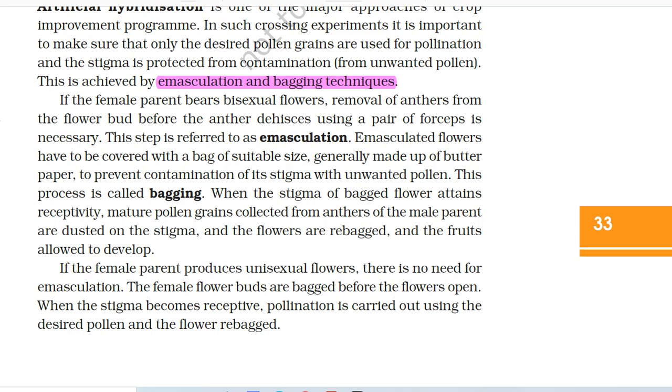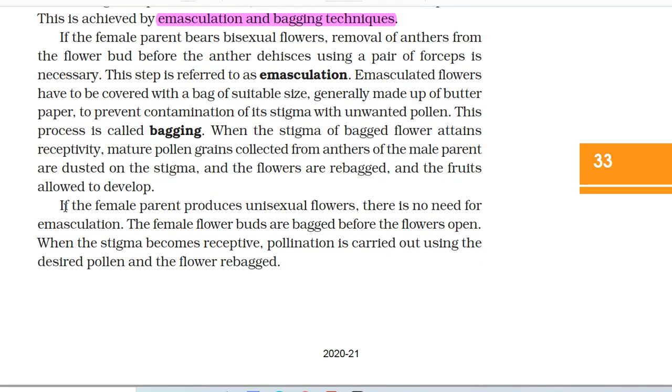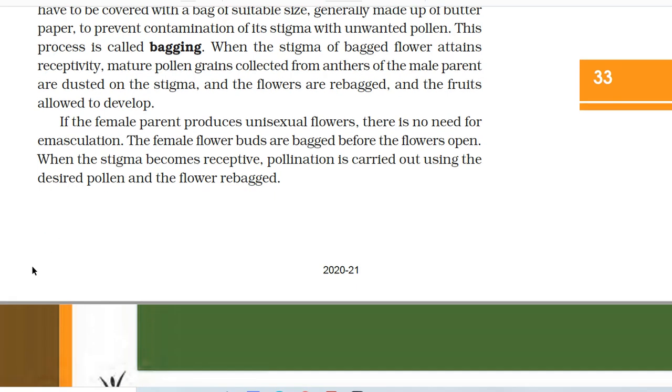When the stigma is bagged, the flower attains receptivity. Mature pollen grains collected from anthers of the male parent are dusted on the stigma, and the flowers are rebagged and the fruits allowed to develop. If the female parent produces unisexual flowers, there is no need for emasculation. The female flower buds are bagged before the flowers open. When the stigma becomes receptive, pollination is carried out using the desired pollen and the flower is rebagged.